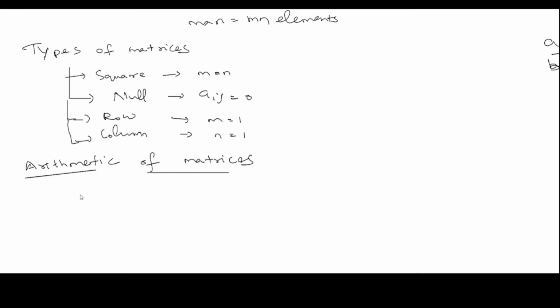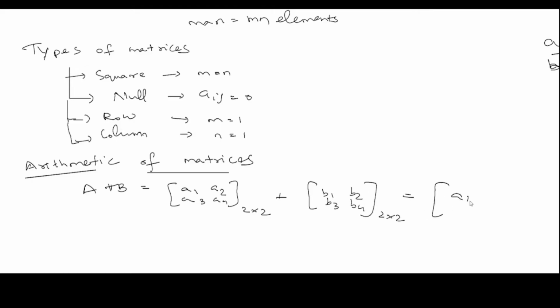Matrices have a few properties. We can do addition, we can add two matrices. It is A1, A2, A3, A4. This is a 2 by 2 matrix. We can write plus B1, B2, B3, B4. I'm using 2 by 2 because it's simple, but this can apply to all of them. And we write this as A1 plus B1, A2 plus B2, A3 plus B3, A4 plus B4. This is again a 2 by 2 matrix.